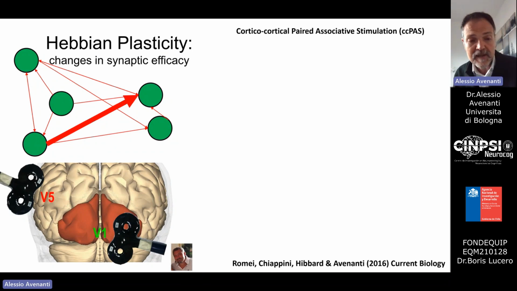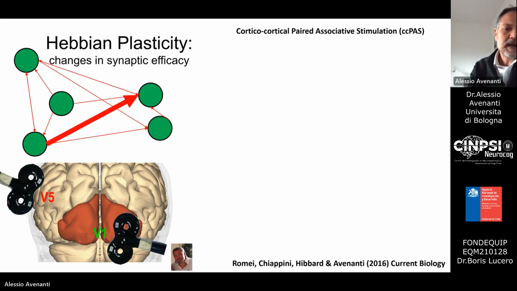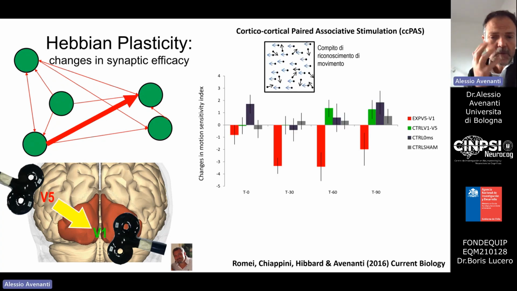Again, this is an example from the visual system. If you stimulate V5 just before V1, in principle you can increase the synaptic efficacy of this V5 to V1 connection, and the other way around also. The idea is that this was our target, and we stimulated V5 and then V1 with the idea of increasing the efficacy of these temporo-occipital connections. And the results are quite striking because, as you know, V5 is involved in motion perception.